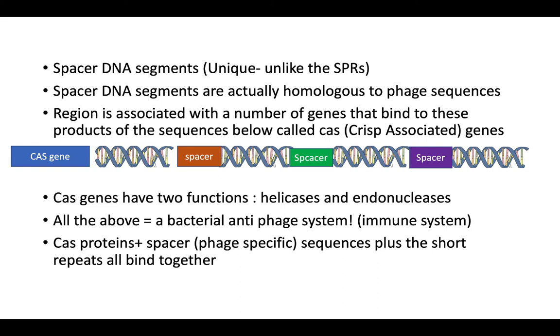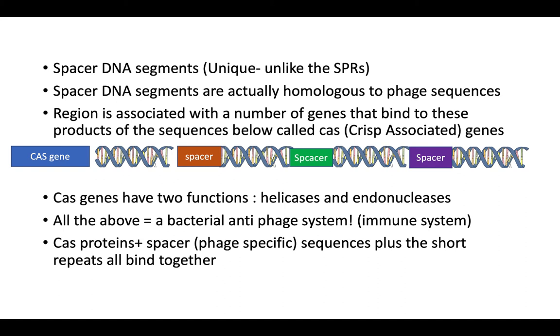So turns out, you know, these viruses, when they infect bacteria, the bacteria has a system, an antiphage system, or an immune system that it wants to use to destroy phages. What do phages infect the bacteria with? With DNA or RNA. So usually DNA.